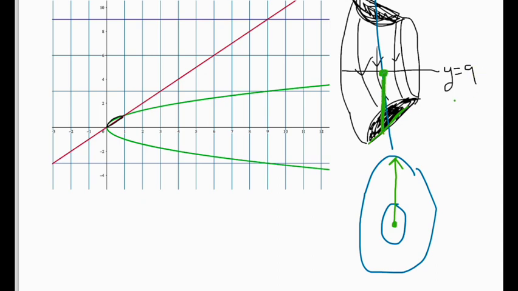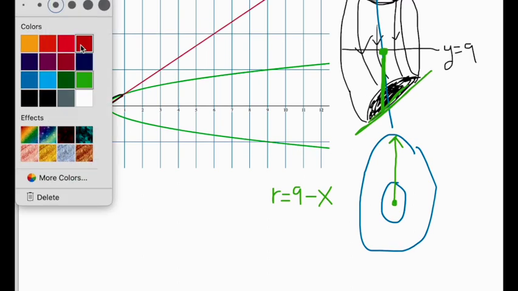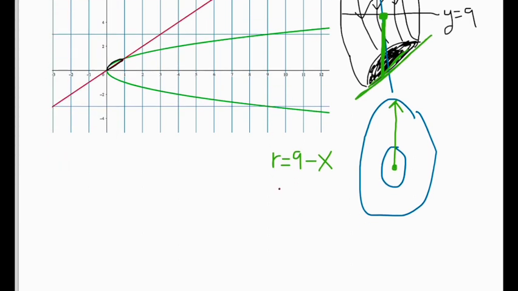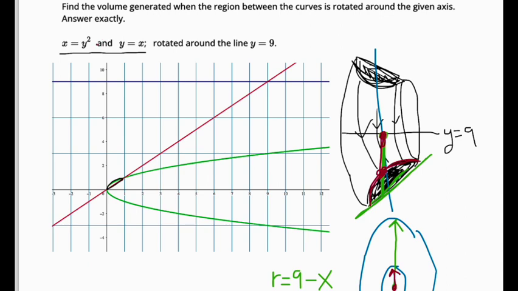So that would be 9 minus, and then this line right here is y equals x. So the radius of the big circle is going to be 9 minus x. Now when we look at the radius of the inner circle, I'm going to color code that in red. We're looking at it from here just to here. So that's going to be this center out to this piece right here. That's the edge of this green curve right here, which is x is equal to y squared.